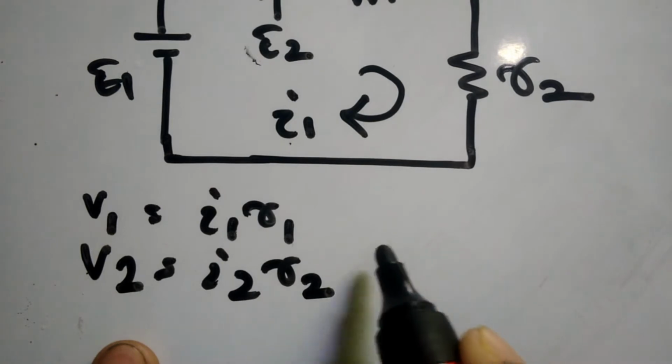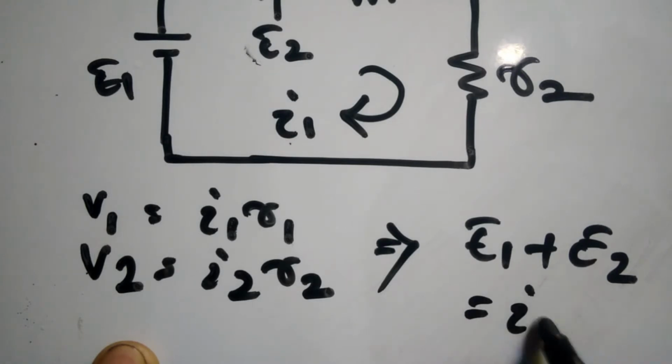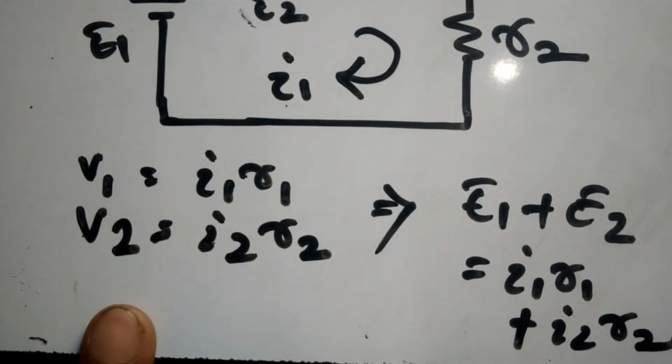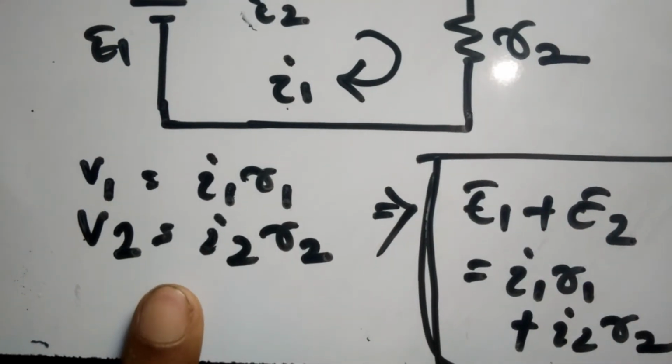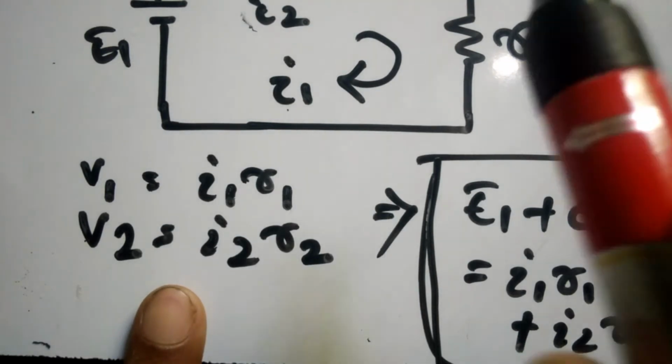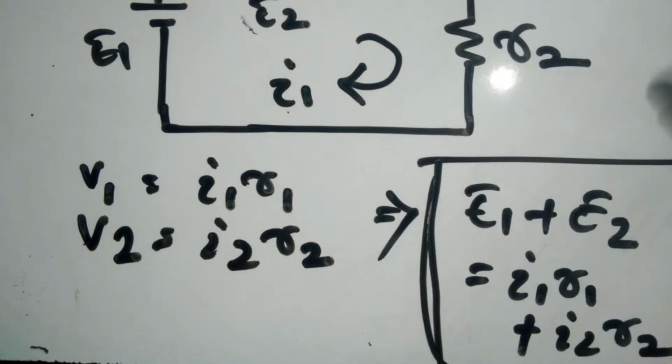So according to the statement, we can write E1 plus E2 is equal to I1 R1 plus I2 R2. This is the KVL. It is the proof of KVL. So remember, KVL means Kirchhoff's voltage law, but KCL is Kirchhoff's current law. That law deals with the current and this law deals with the voltage. So KVL is Kirchhoff's voltage law. In this law, the algebraic sum of EMF is equal to the algebraic sum of IR drop.